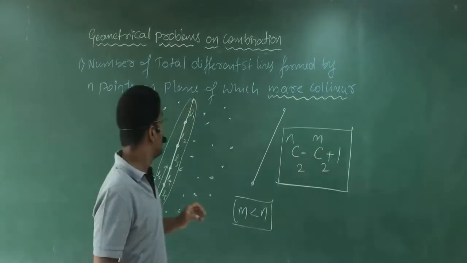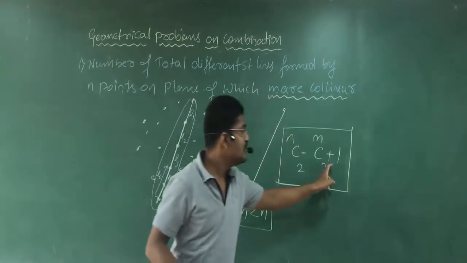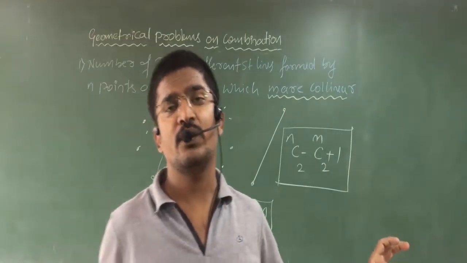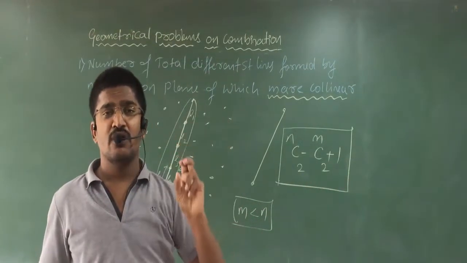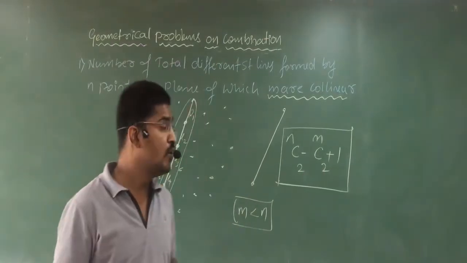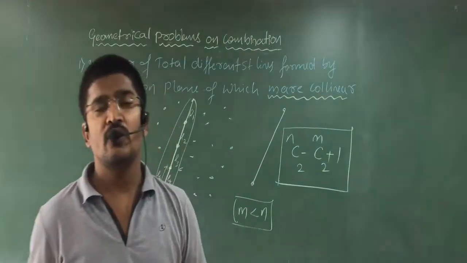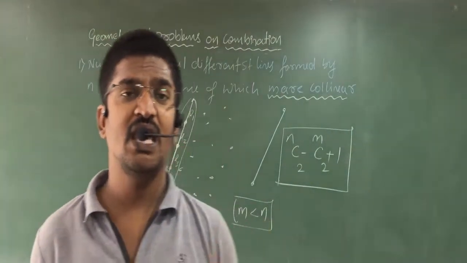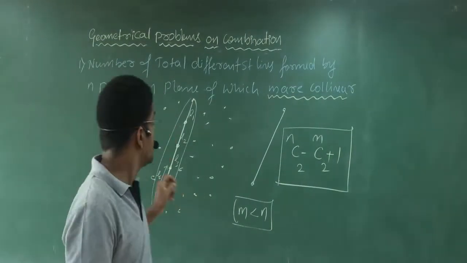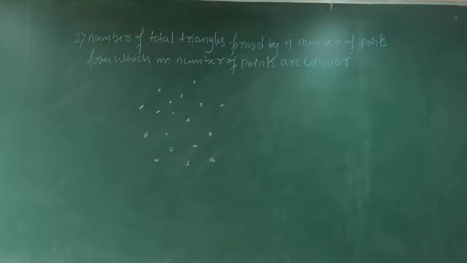Now this single, complete line has to be included, so that's why I will take plus 1. Clear? Total number of lines from n points minus total number of lines from the m points plus 1. Clear? If you remember that particular formula, we can solve a number of problems in this topic. So I think this point is clear to you. Now let us go for the next one.